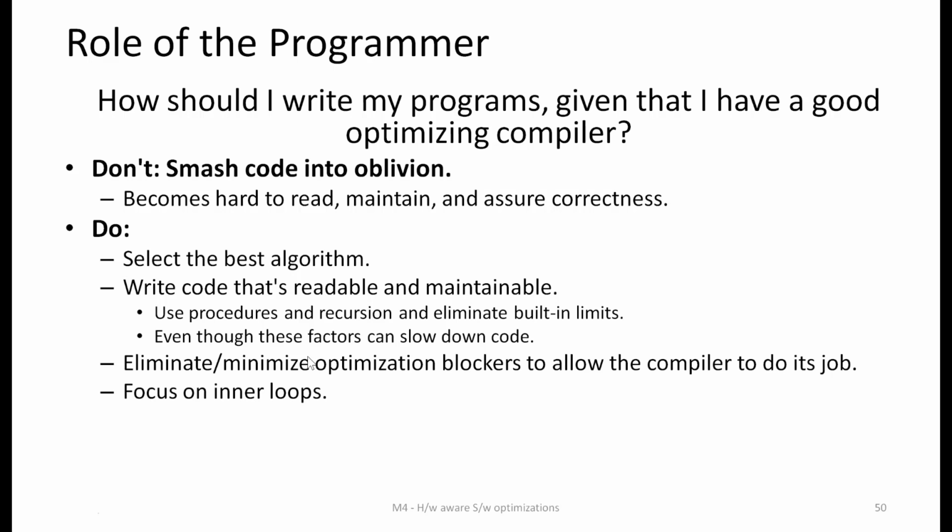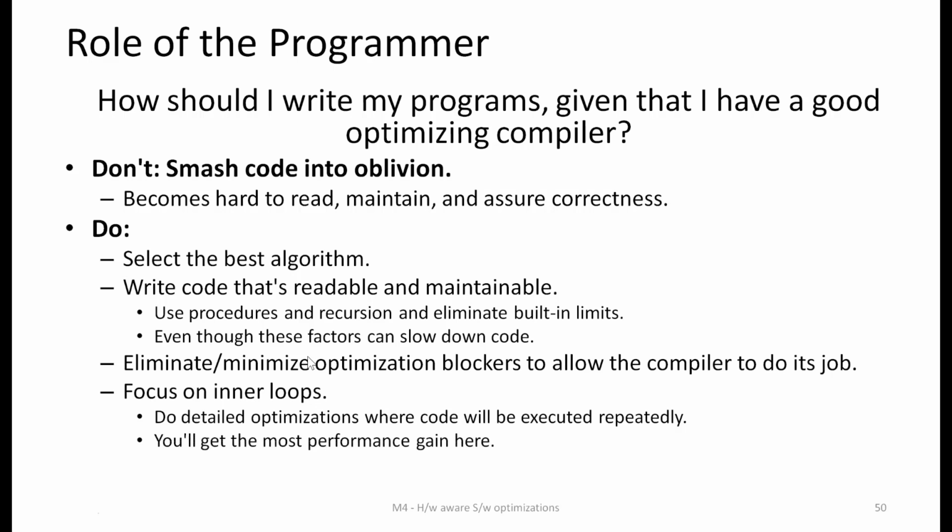Following that, focus on the inner loops of the program. Do detailed optimizations where code will be executed repeatedly. Those are typically the loops. And look at the way the access would be and try to get a performance gain from them by unrolling or blocking or rearranging the loops.